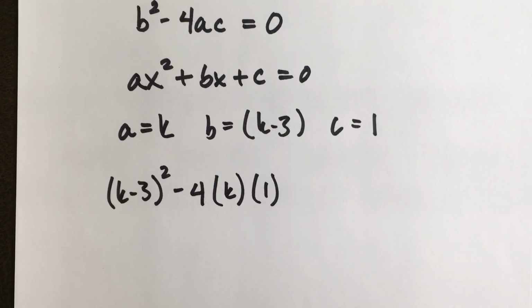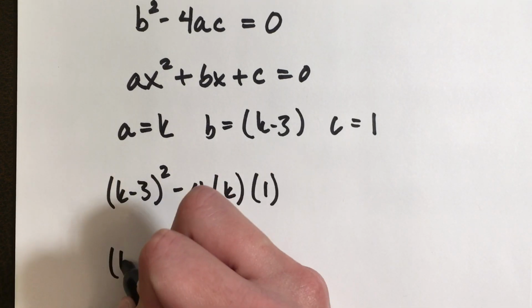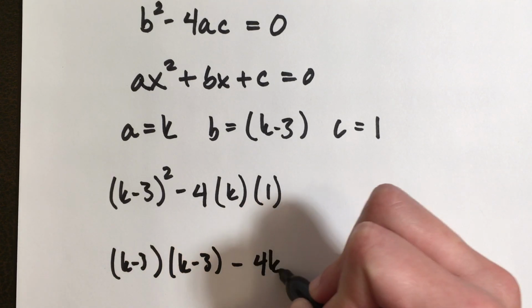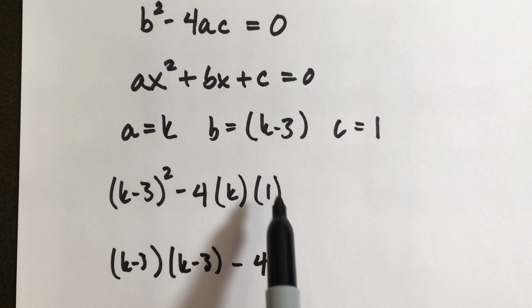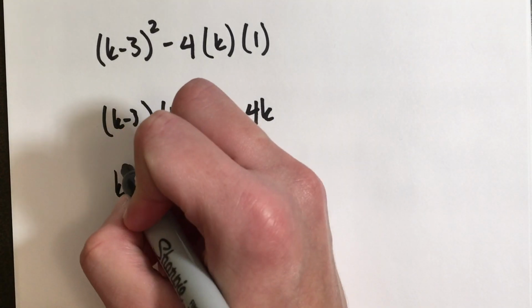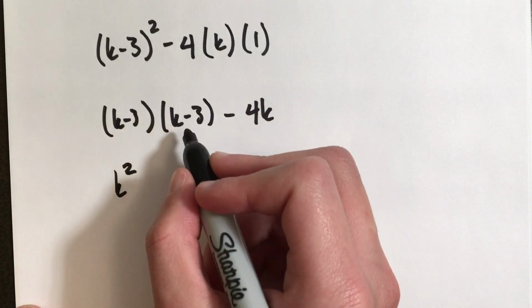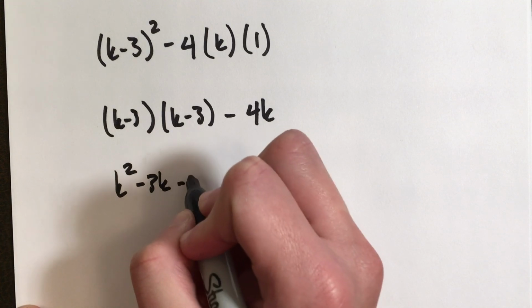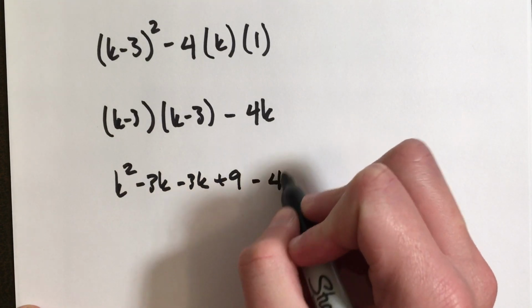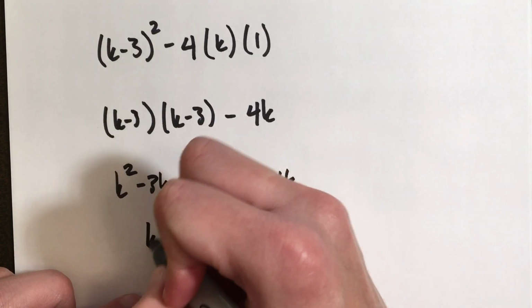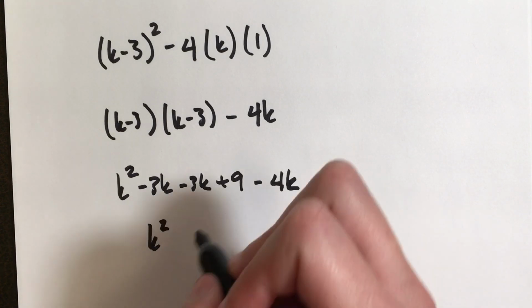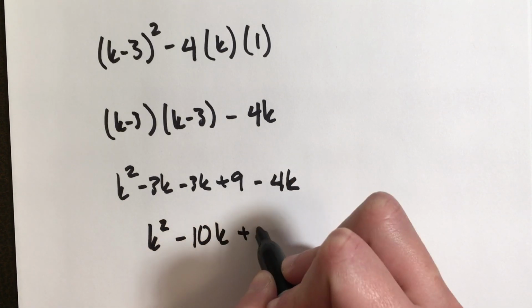Now we have to solve for k. So you have (k minus 3) times (k minus 3) minus 4k, because negative 4 times k times 1 is just negative 4k. Now you're going to do k times k, which is k squared, k times negative 3, which is negative 3k, another negative 3k, and then negative 3 times negative 3 is 9. Then you add the negative 4k at the end. So we have k squared, negative 3 plus negative 3 is negative 6, minus 4 is negative 10k, plus 9.